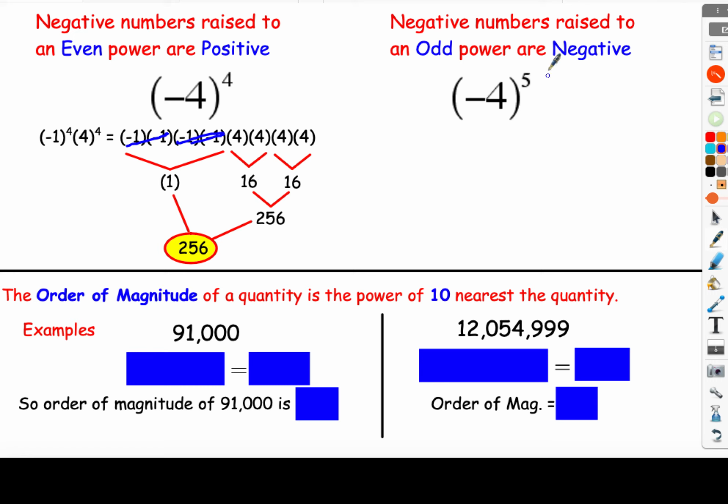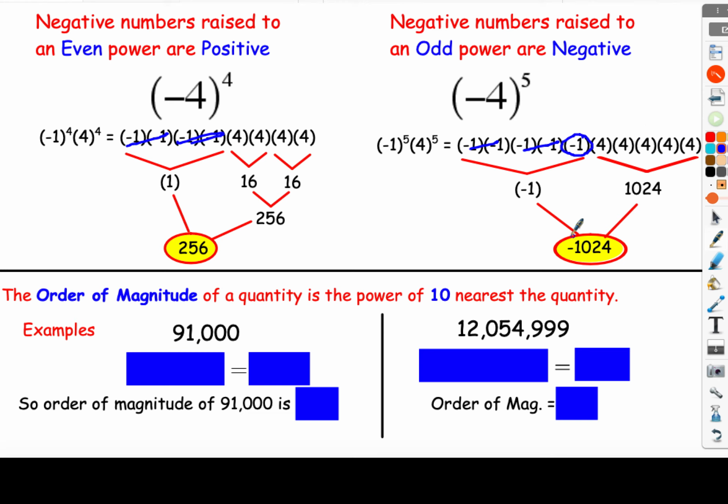If that were an odd exponent, though, negative numbers to an odd number, again, I've got an odd number of negatives, which means even if I cancel them away, I'm still left with one of those negatives sticking around, right? And the basic idea there, it's going to stay a negative number when I get my answer. One last idea, it's called the order of magnitude. You might need this in your homework.